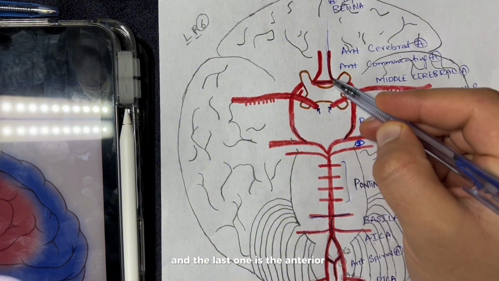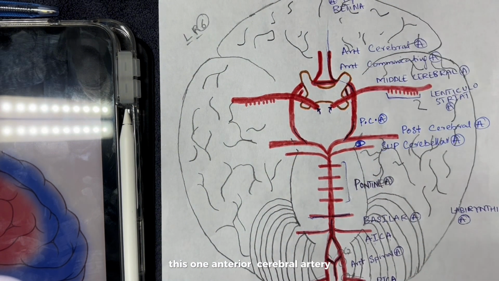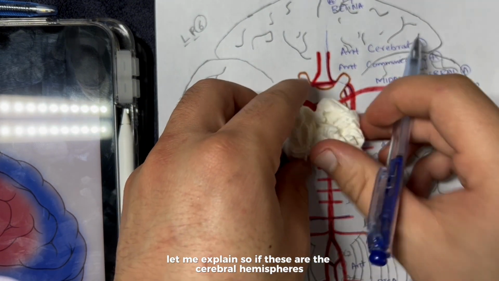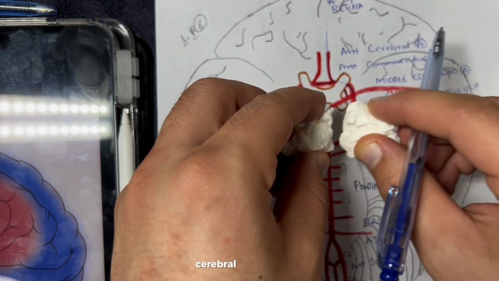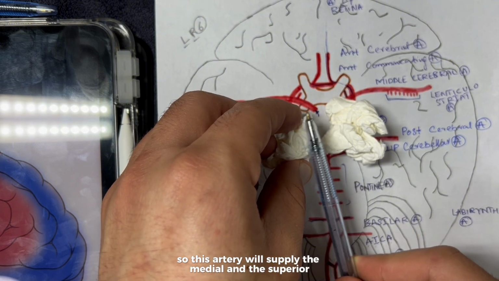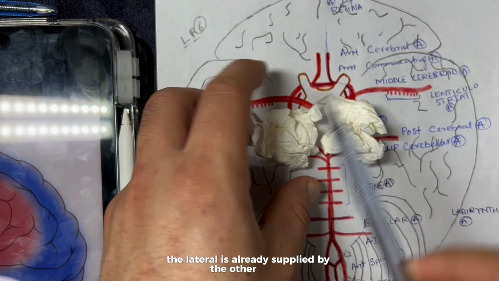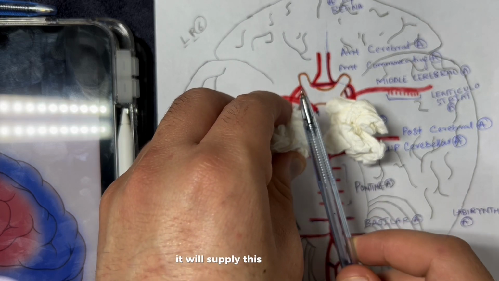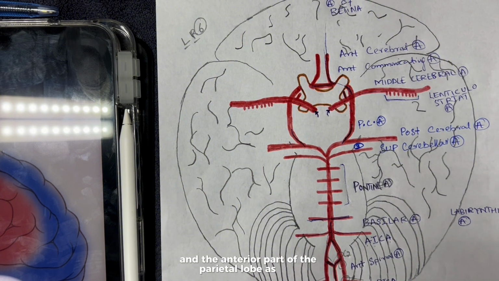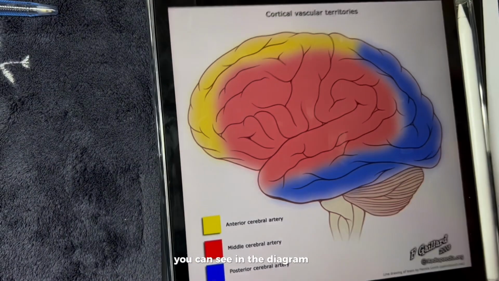And the last part is the anterior cerebral artery, and it will supply the superior medial of the frontal lobe and the anterior part of the parietal lobe. Let me explain. If these are the two cerebral hemispheres, this artery will supply the medial and the superior. The lateral is already supplied by the other artery, right? So it will supply this medial and superior part of the frontal lobe and the anterior part of the parietal lobe as well. We can see in this diagram as well.